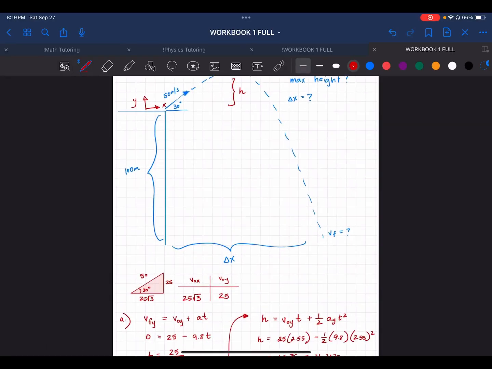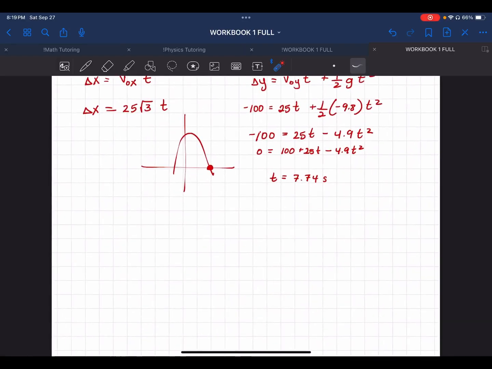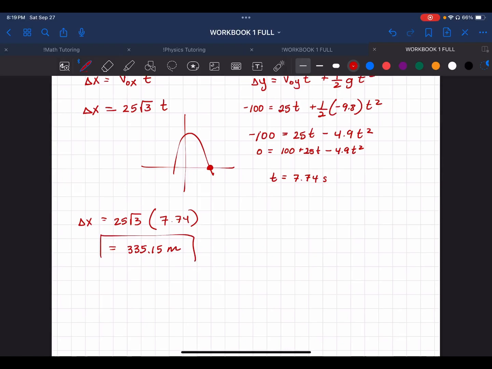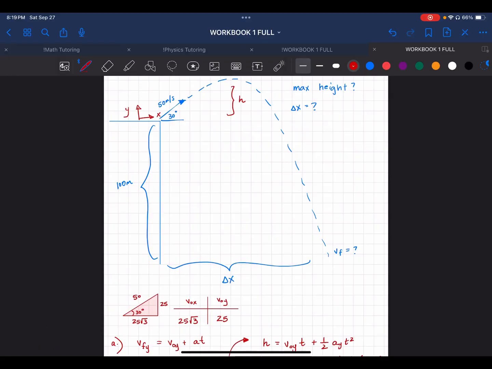So the flight time for this is 7.74 seconds, which now I can use to find my delta x. The delta x is 25 root 3 times 7.74, which will give me 335.15 meters. That's my range. That's pretty far.